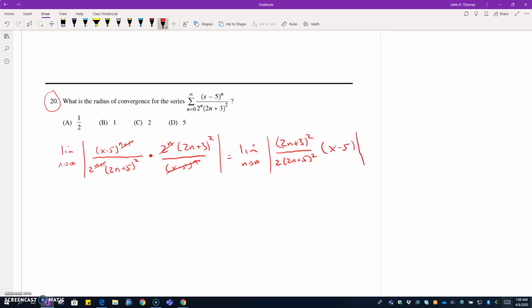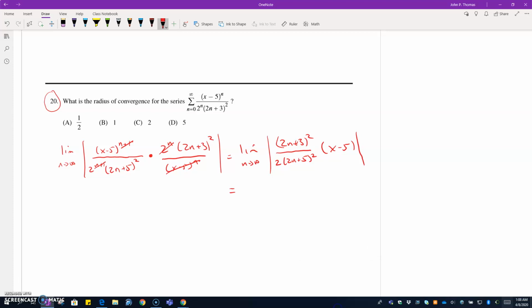Now, I wrote that particularly with the x minus 5 outside because it's telling us our center, the center of this power series. Again, we haven't done the full coverage, so it's a little hard to see where it's coming from. But the center of this power series is going to be at 5. We're going to continue this limit, which deals with n.